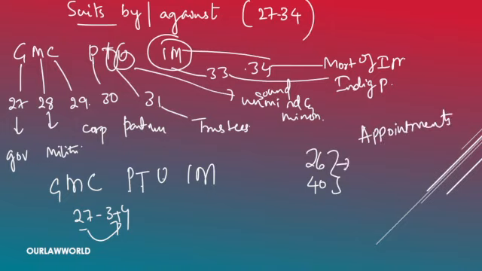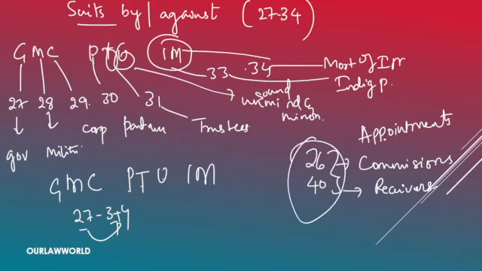So 26 is appointment of commissioners and 40 is appointment of receivers. So these two deal with appointments. Now we are going to learn about the other set of orders which are left. So the orders which are left are from 35 to 51. So far we have covered all the orders from 1 to 34. So now we will be covering from 35 to 51.